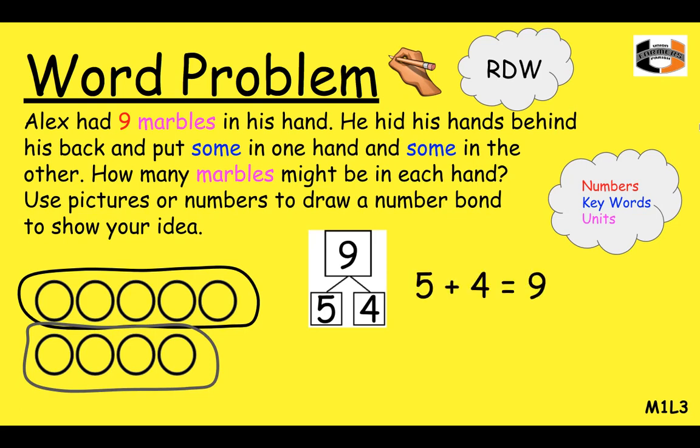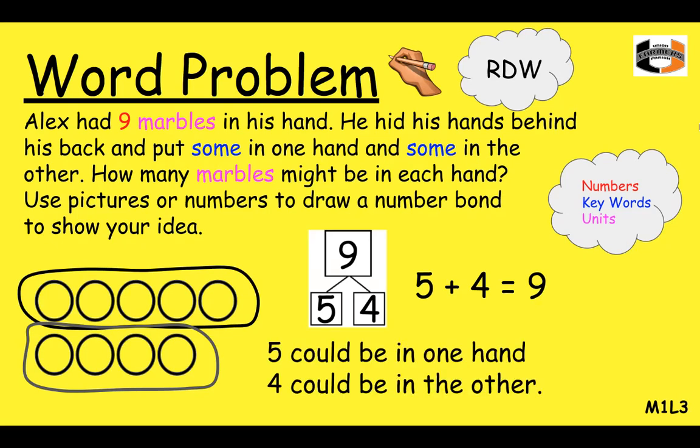And I wanted to show you that those 2 parts make a total of 9 in a number sentence. So to answer the question, how many marbles might be in each hand? 5 could be in one hand and 4 could be in the other.